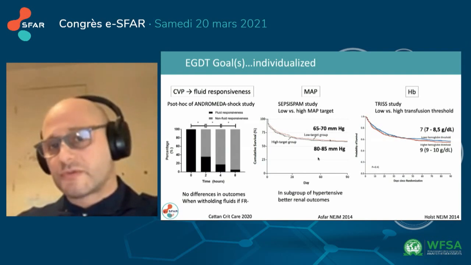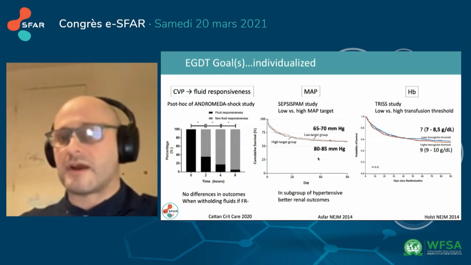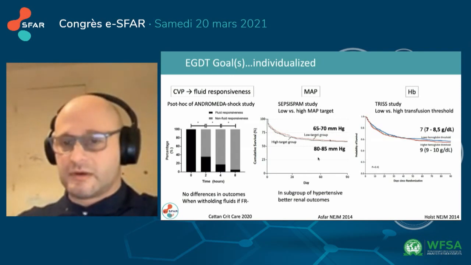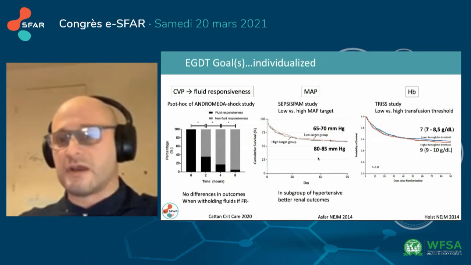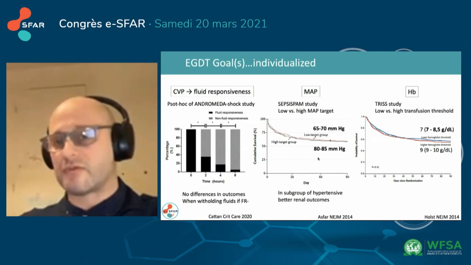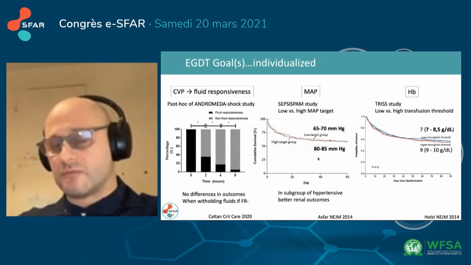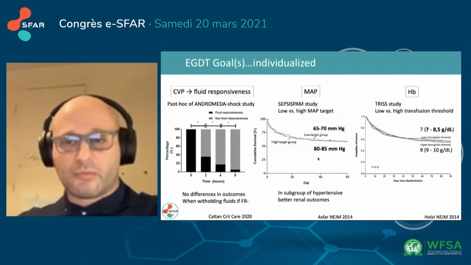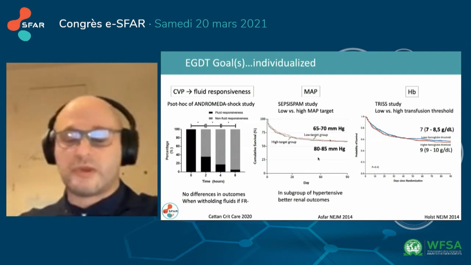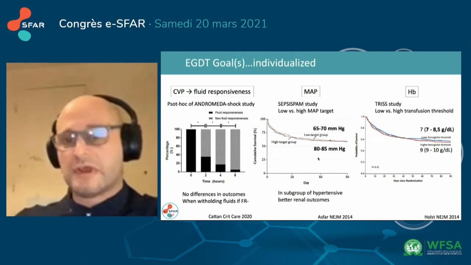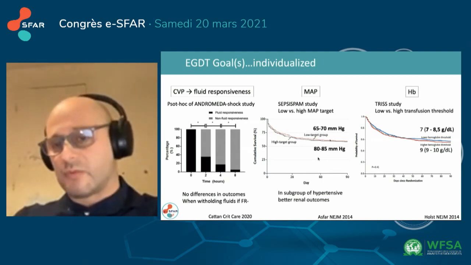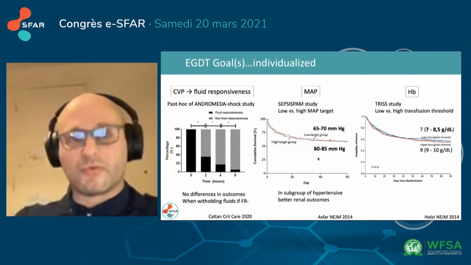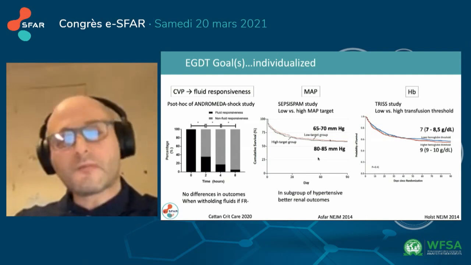And concerning the TRISS study of hemoglobin low versus high thresholds, again, the true thresholds were not the 7 to 9, but more between 7 and 8.5, and 9 and 10. Again, there was no difference in survival, but the threshold may be somewhere between 7 and 8.5 gram per deciliter in septic shock patients, with, again, some room for individualization.